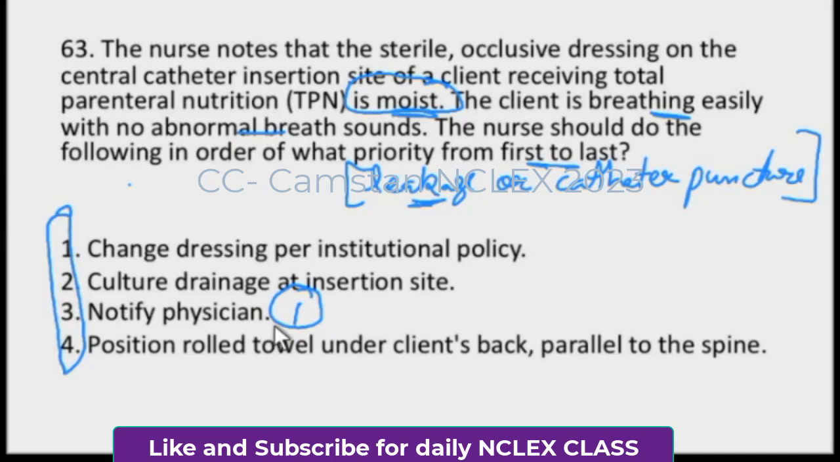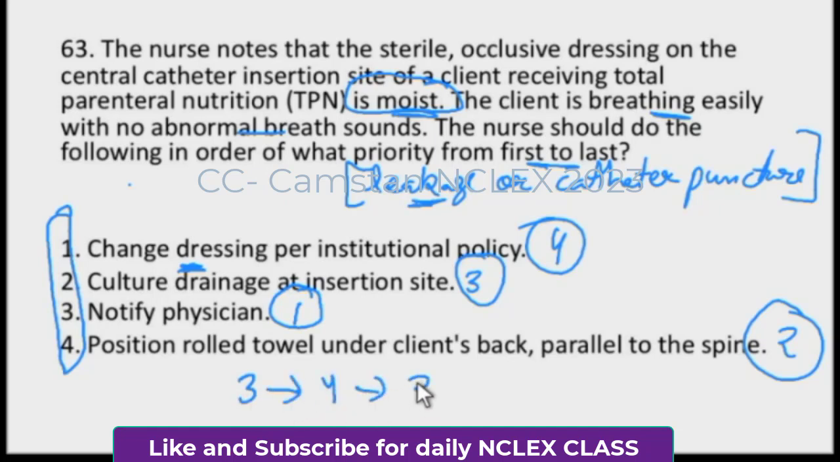After that, and after notifying, the nurse should prepare it for changing this catheter, and then if pneumothorax is suspected, there the nurse should position a roll towel under the client's back. So this is the next step. And if there is drainage at this site as it is indicated in this question, then the nurse should obtain a culture, right? So this is the third one. And at last, the nurse should change the dressing, right? So this is the fourth one. So the correct priority will be third, then fourth, then second, then first. So this is the correct answer.